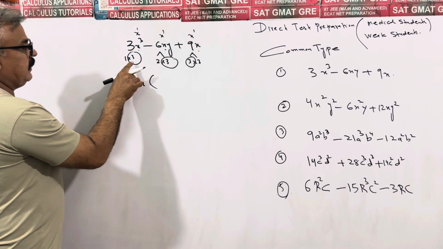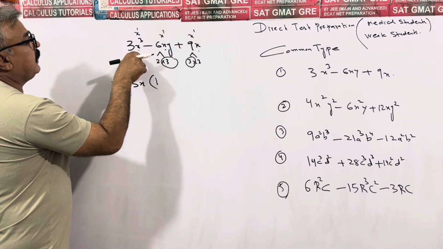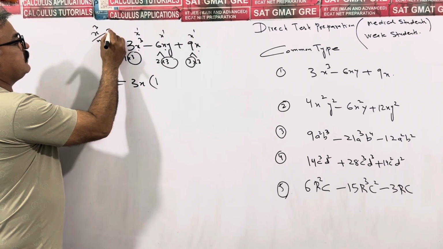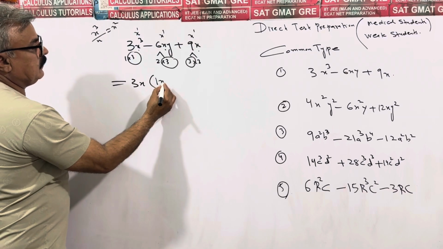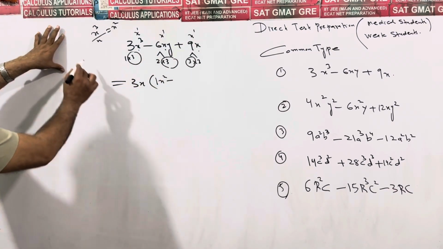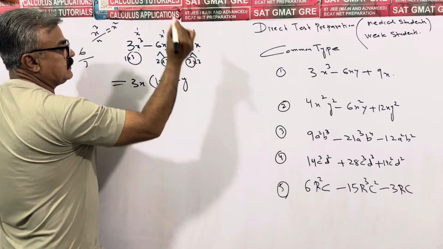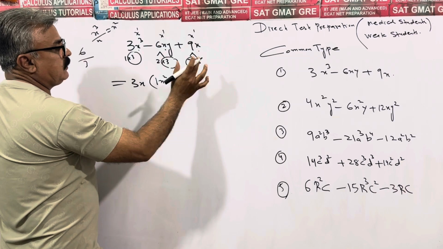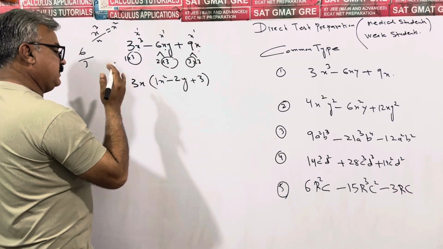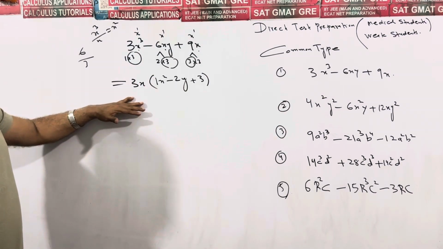What remains here? 3 common, what remains? 1. From x cube, x is common, what remains? x square. Similarly, from 6, 3 common, 6 divided by 3 remains 2. x is common, what remains? y. From 9, there are 2 factors of 3; one 3 is common, another 3 remains. x has been factored out. That is our result after taking 3x common.